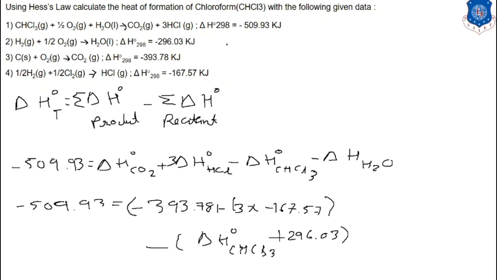By calculating this term, we can find delta H naught for chloroform, CHCl3, which is minus 90.53 kilojoule. So this becomes the heat of formation for chloroform.